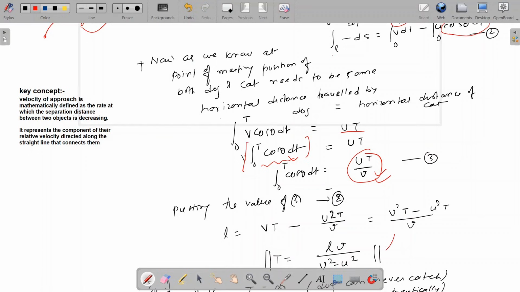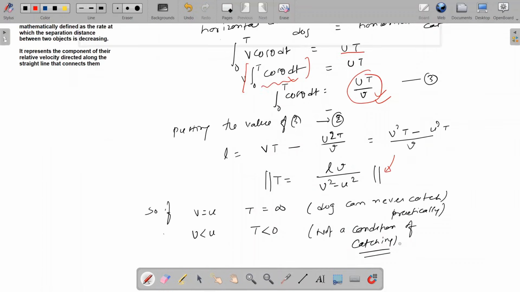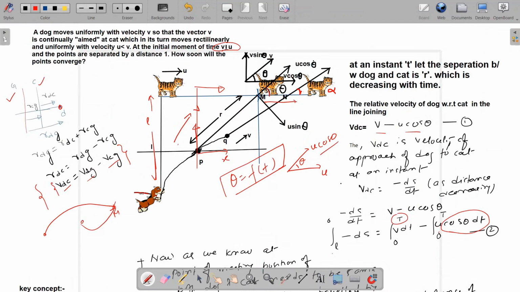So with just a slight calculation, we can write that the time of convergence will be Lv by v square minus u square. If you simply put v equal to u, in that case you will get t equal to infinity. And if you put v less than u, then you will get t less than 0. In both the cases, the dog will never be able to catch the cat. So it is very important for any catching problem that the object that is following the target should have the higher magnitude of velocity. So I hope with this we have cleared the concept of pursuit.